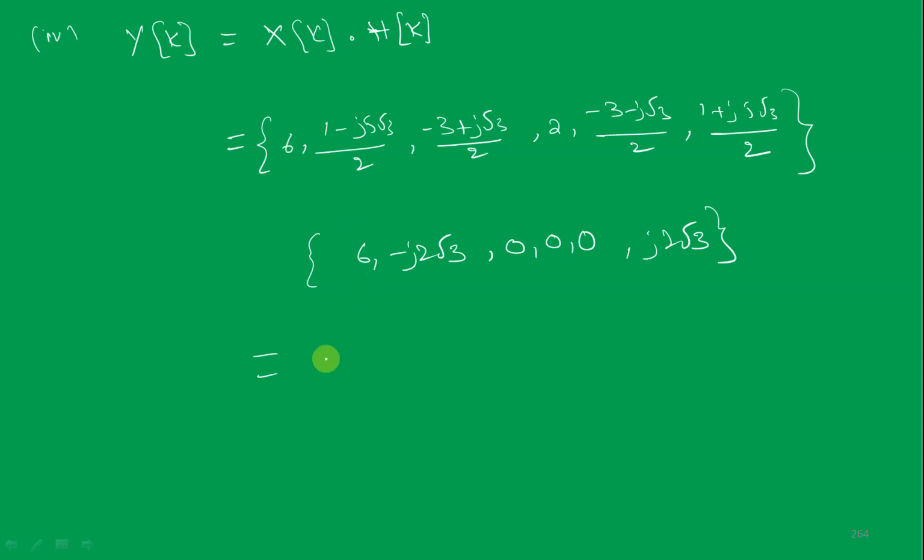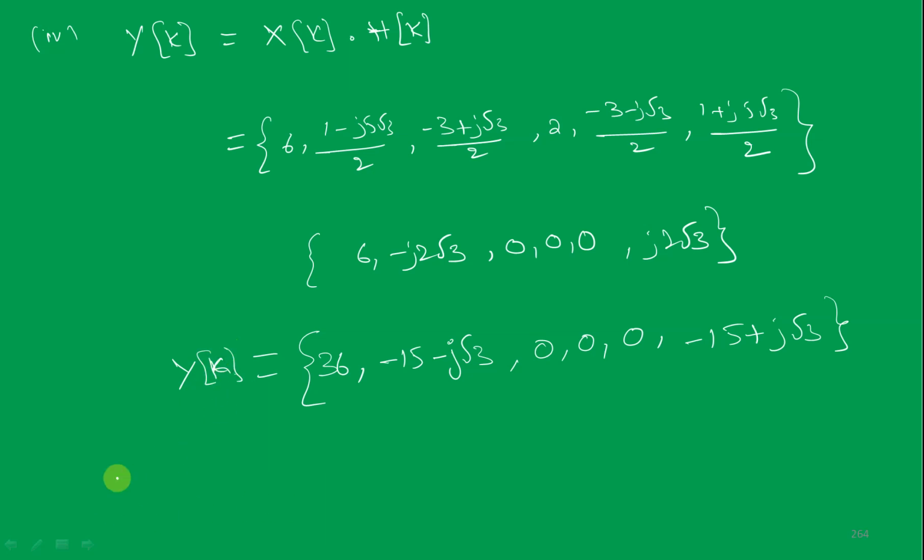That means 6 × 6 is 36 at n = 0. Then at n = 1, here is one value and here is the other; multiply them and you get the answer −15 − j√3. Then 0 times anything is 0. The last value, j2√3 into 1 + j5√3/2, gives −15 + j√3. This is nothing but Y of k.